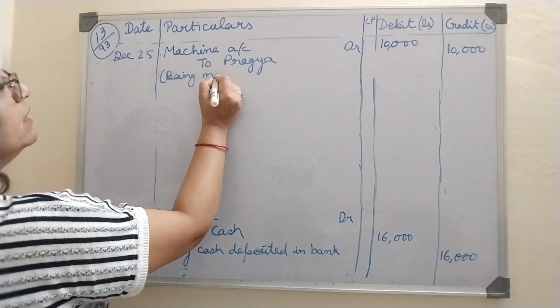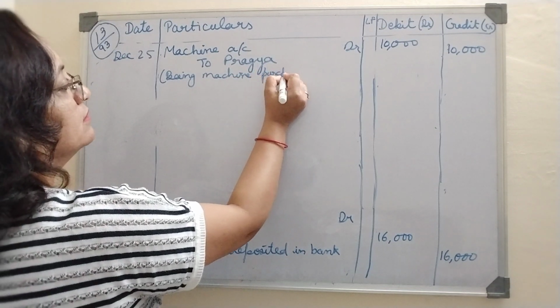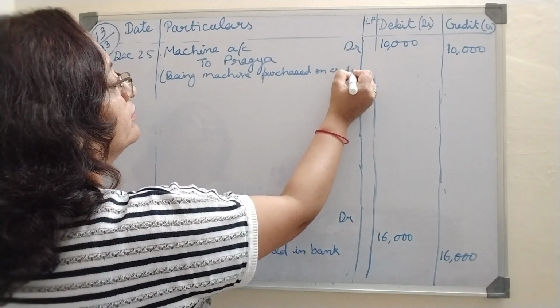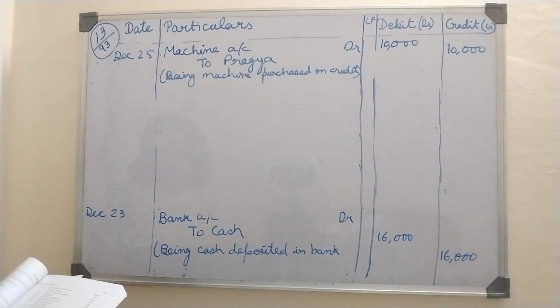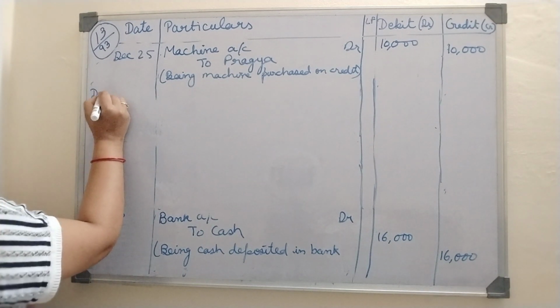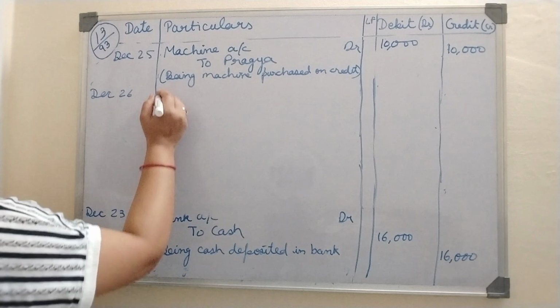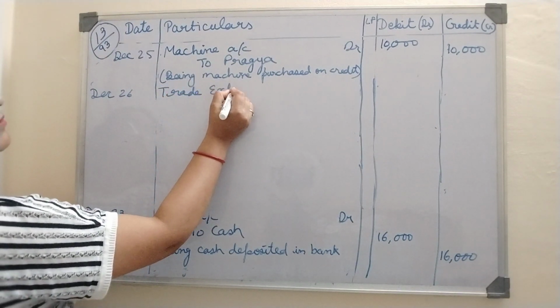Being machine purchased on credit. Right? So next entry is of December 26. Trade expenses 2,000. So trade expenses are our expenses and we always debit them.